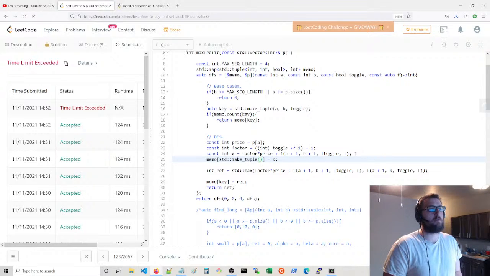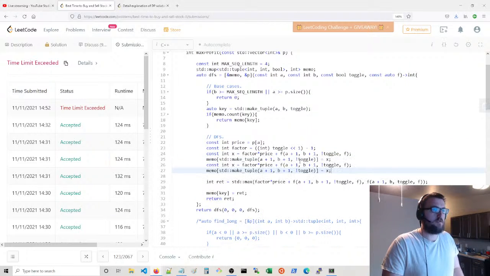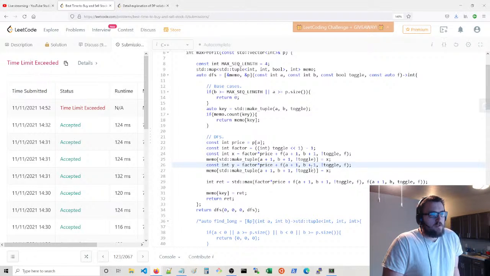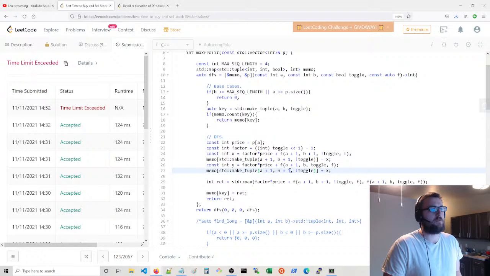Actually, I don't know. I'm maybe wrong about this. I think I'm wrong. Is that the issue? It's not memoized correctly? I don't think so. It's supposed to be fine, I think.